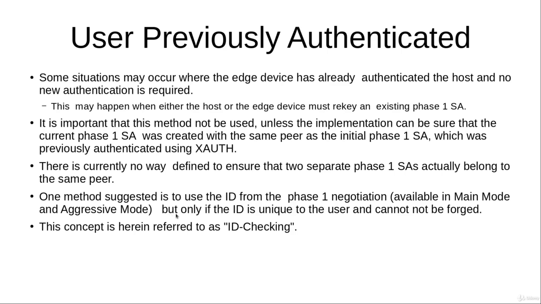Some situations may occur where the edge device has already authenticated the host and no new authentication is required. This may happen when either the host or the edge device must rekey an existing Phase 1 SA. One method that allows re-authentication is to use the same ID from the Phase 1 negotiation which is available in main mode and aggressive mode, but only if the ID is unique to the user and cannot be forged. Commonly this is doable using an IP address ID. This concept is referred to as ID checking.